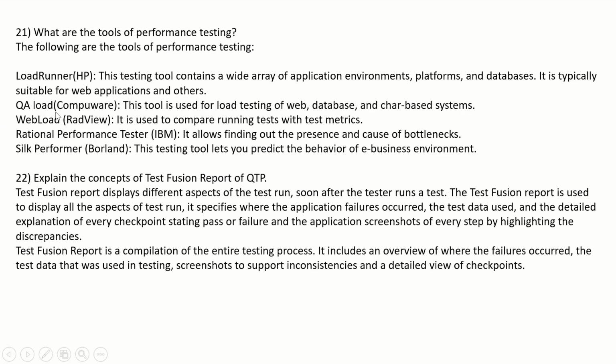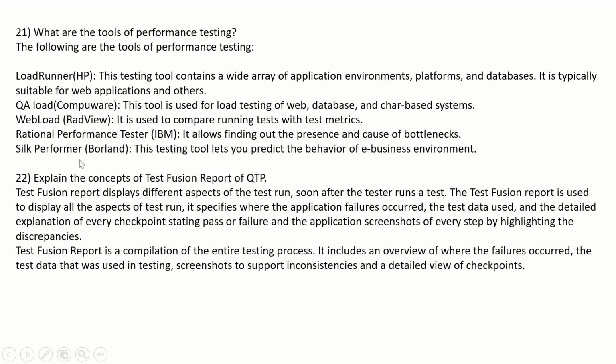QA Load, that is by Compuware. This tool is used for load testing of web, database and CAD based systems. WebLoad, that is by RadView. It is used to compare running tests with test metrics. Rational Performance Tester, that is by IBM. It allows finding out the presence and cause of bottlenecks. Silk Performer by Borland. This testing tool lets you predict the behavior of each business environment.